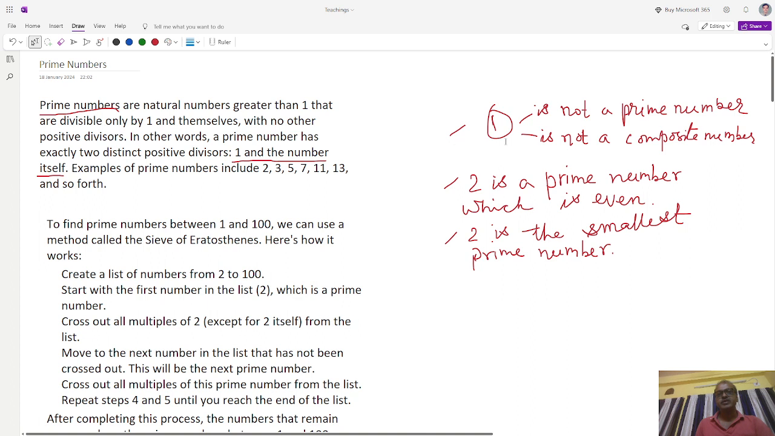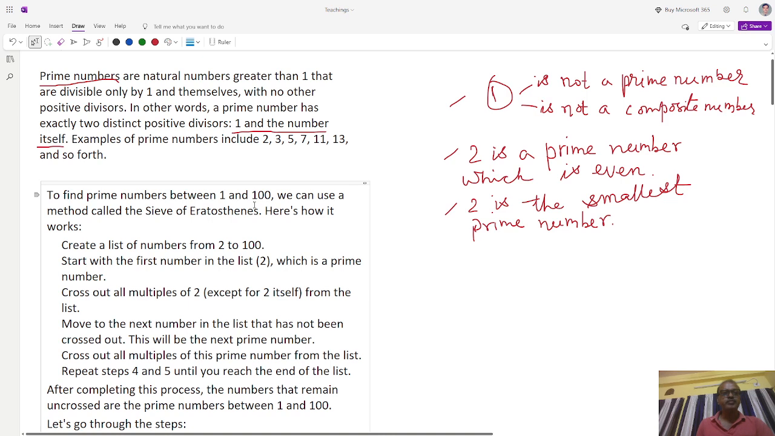It may be noted that 1 is not a prime number, and 1 is not a composite number either. So, prime numbers start from 2. 2 is a prime number which is even. 2 is the smallest prime number. Okay. These points are to be remembered because questions regularly come on these points from prime numbers.